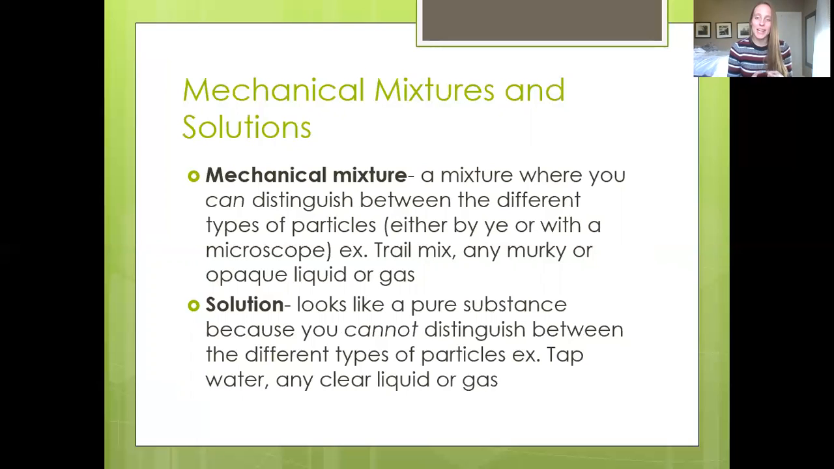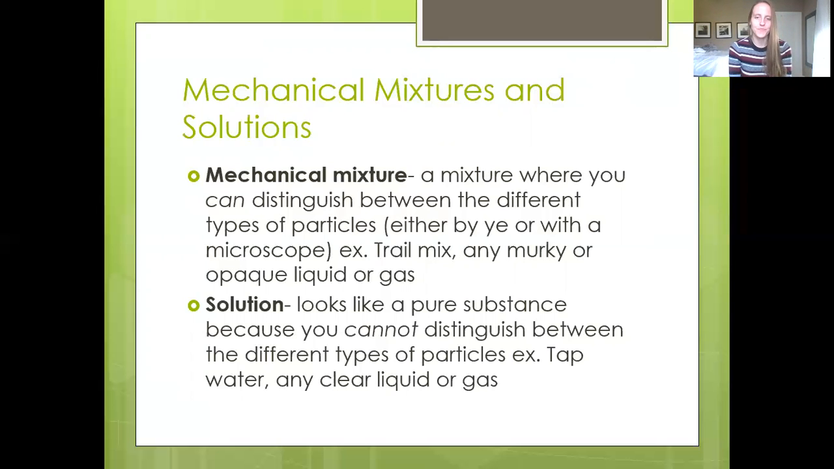But also any murky or opaque liquid or gas. So any liquid or gas that you cannot clearly see through would also be a mechanical mixture. So things like smoke, milk, pudding, anything you can't clearly see through would be a mechanical mixture.